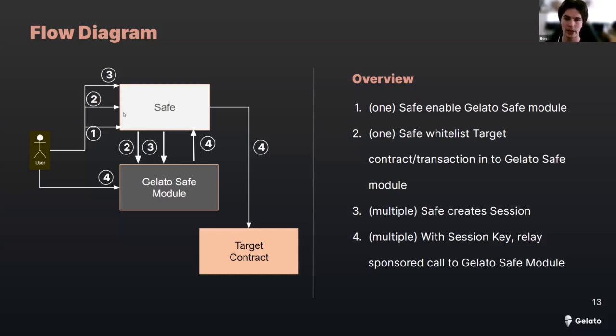In step three, we actually create our session. So again, we go through our safe, and that calls into our Gelato safe module, which then creates the session. And finally, step four, when we actually want to execute a transaction, we can use this temporary session key, and we can relay a sponsored call using Gelato Relay directly to our Gelato safe module. This is whitelisted by the safe, so it can execute on behalf of the safe and then call the target contract to, for example, mint an NFT.